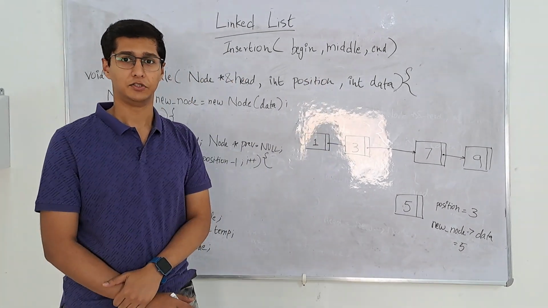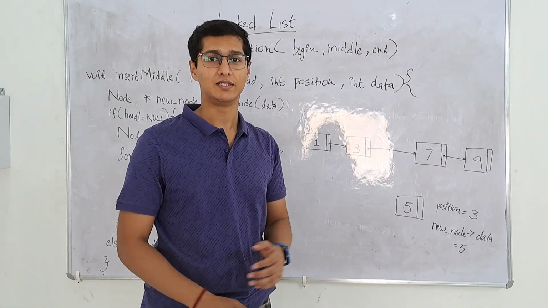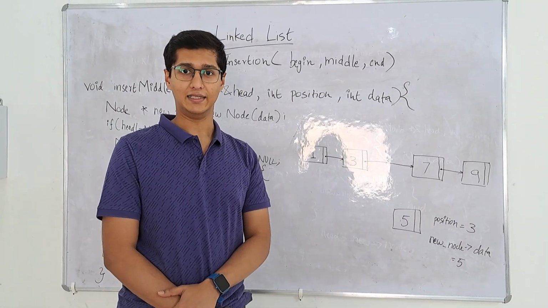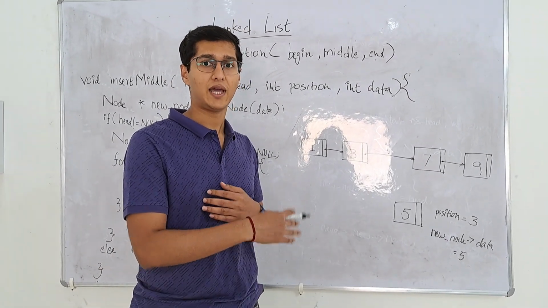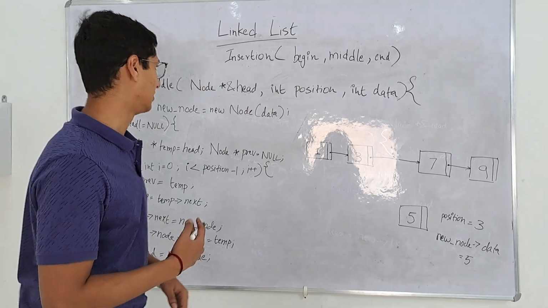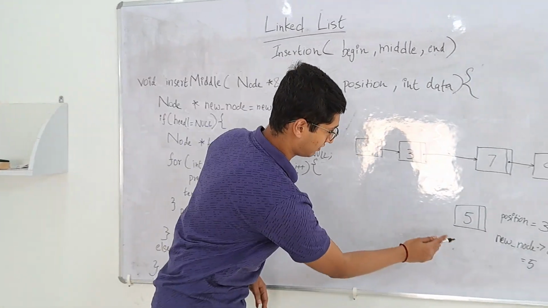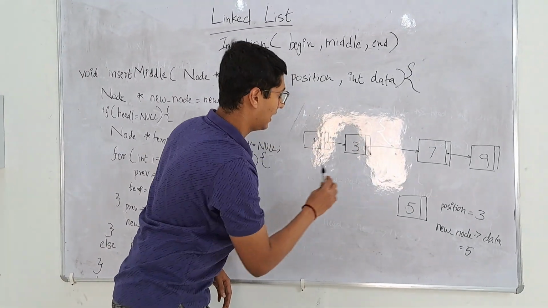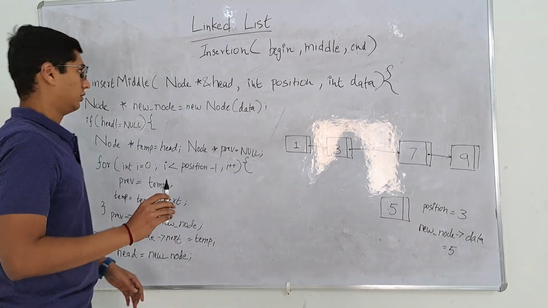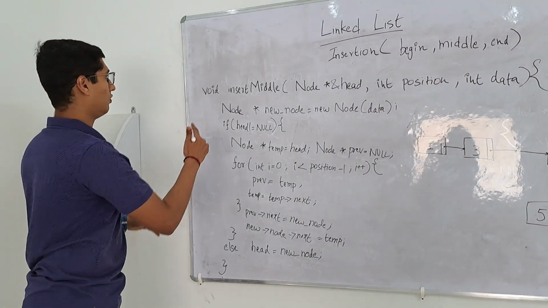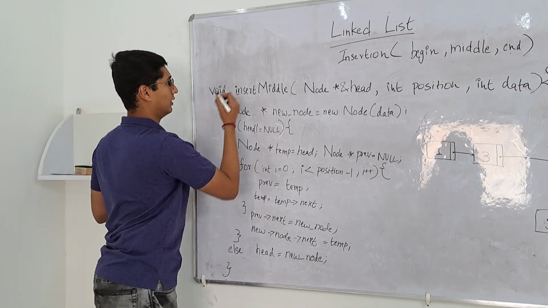Welcome back. So now we'll look at how to insert an element in the middle of a linked list. Like I said, a linked list is a data structure with a node and a reference to the next link. Now let's look at how to insert an element, which is 5, into the linked list, and I want to insert this element 5 at position 3. So here is the code, and I'll give you a walkthrough of what's happening in this code.